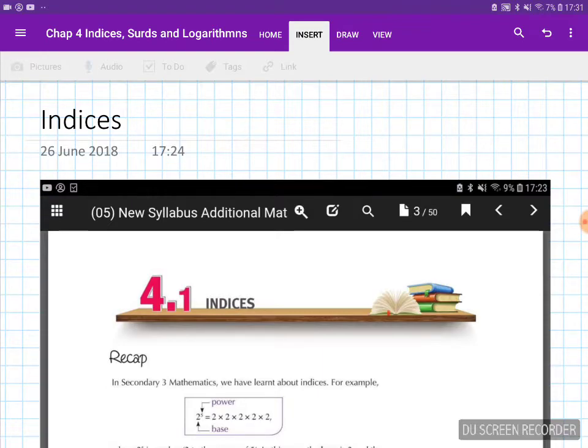I'm going to do a series of video lessons on AM Chapter 4, Indices, Surds and Logarithms. So let's dive into it. Now I'm going to start on indices.